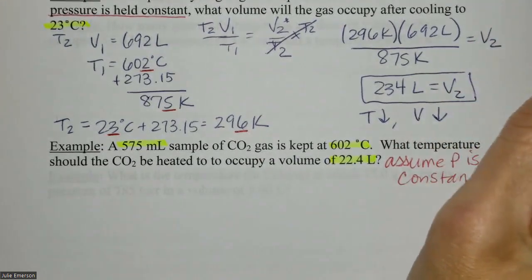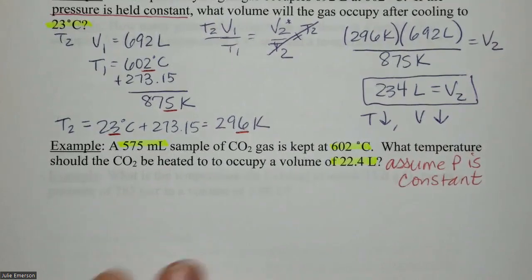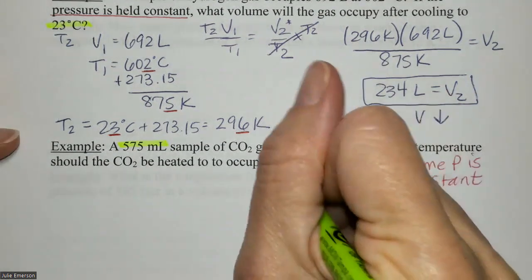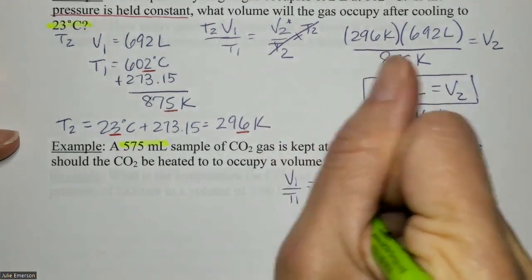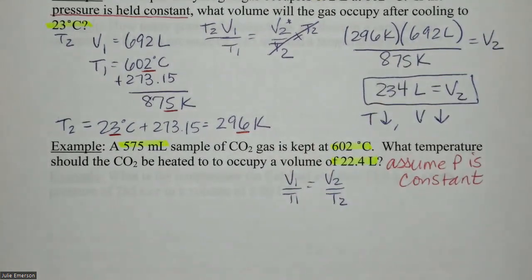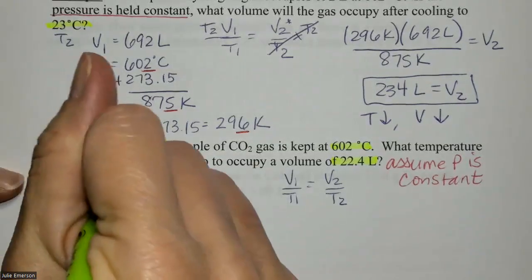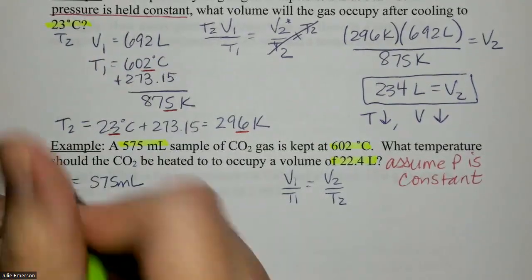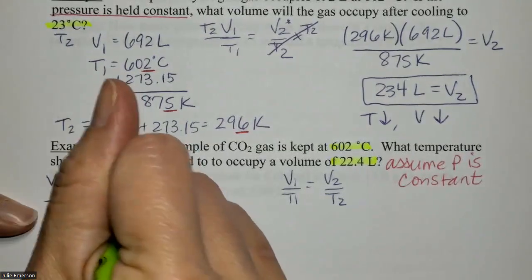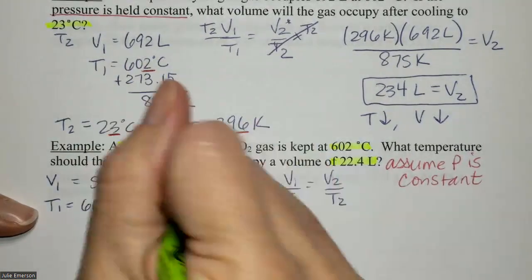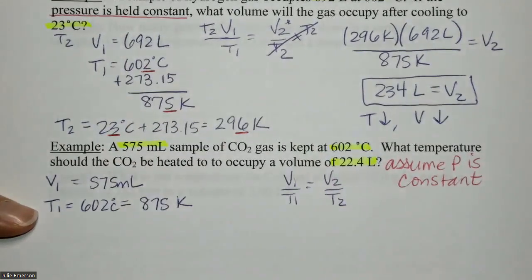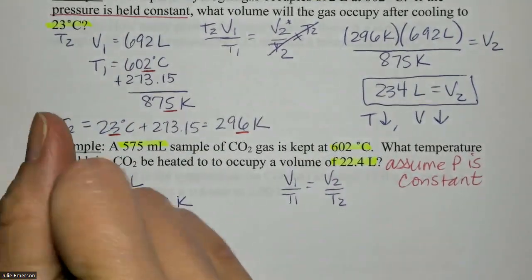So anytime there's a variable, pressure, volume, or temperature, that is not mentioned in the question, then we assume it didn't change. If it did change, it would have to be reported. So we don't have to worry about pressure here. So again, this is going to be V1 over T1 equals V2 over T2. So plug everything in, or at least line everything up. Initial volume, 575 milliliters. Initial temperature, 602 Celsius, but like we saw earlier, when we convert that to Kelvin, that's 875 Kelvin.